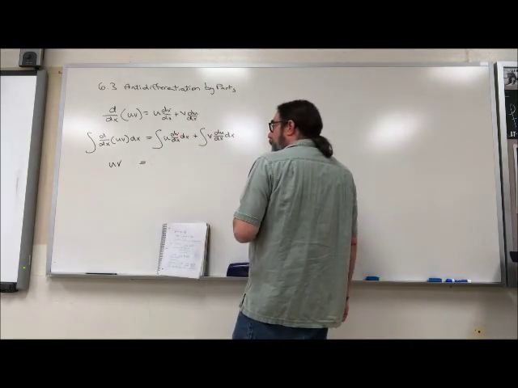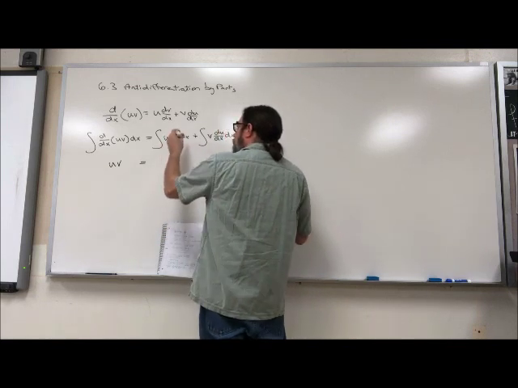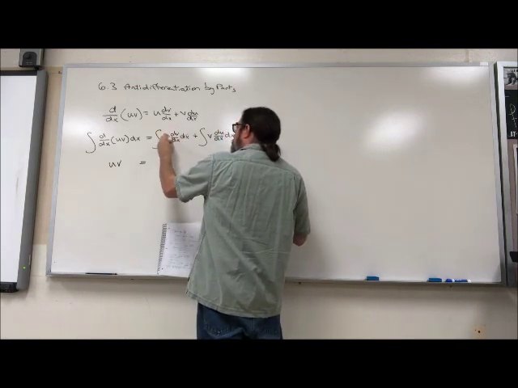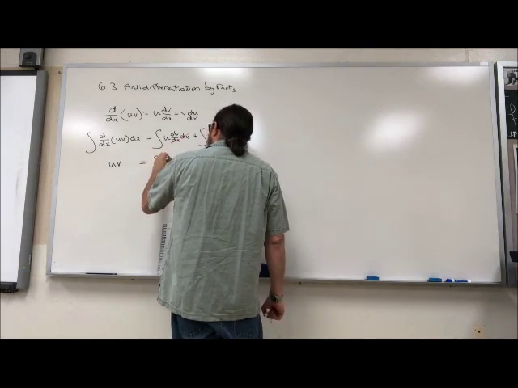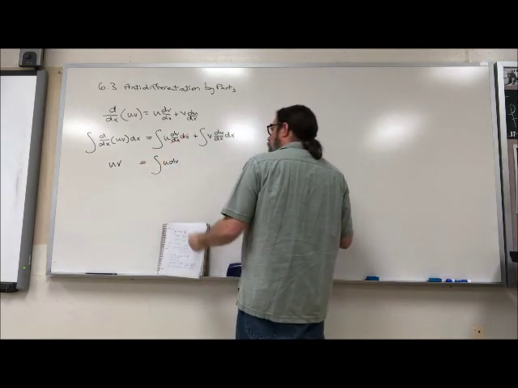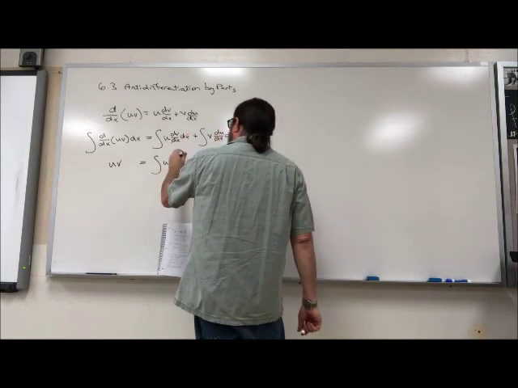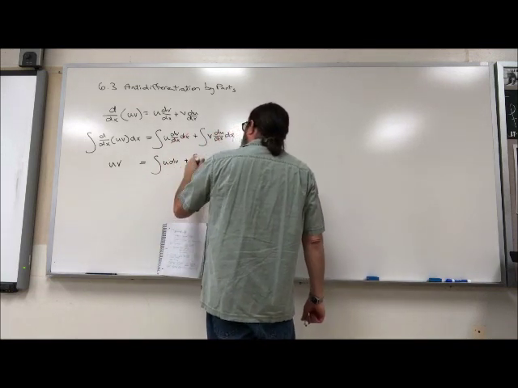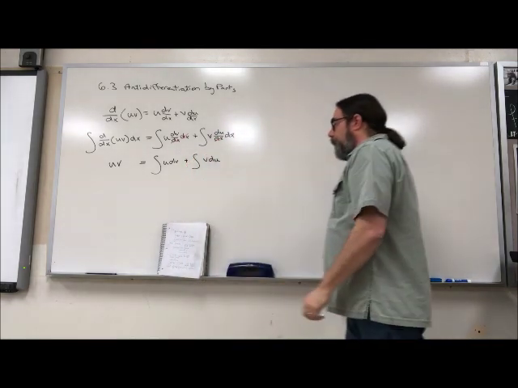Now, before I do that, I can cancel these dx's out. So I end up with the integral of u dv, and the same thing can happen here. So I would have the integral of v du.